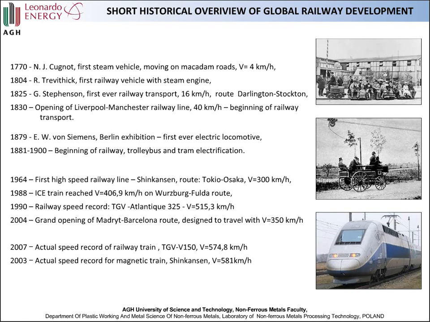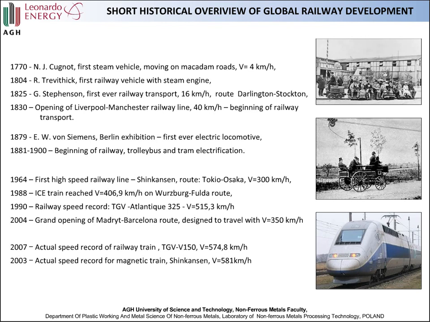64 years later, after continuous development of railway systems all around the world, in Japan the first so-called high-speed railway line was opened between Tokyo and Osaka. Shinkansen locomotives set a world record of railway speed at 300 kilometers per hour. 24 years later, the ICE train set a new world record with the speed of 406.9 kilometers per hour on the Würzburg-Fulda route.